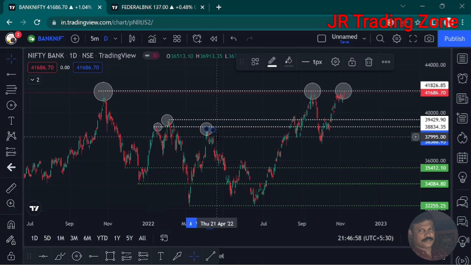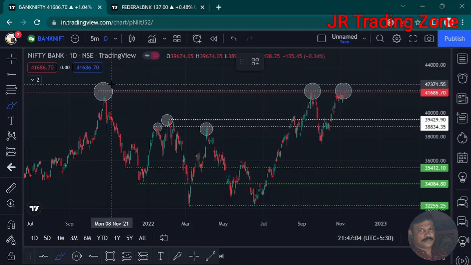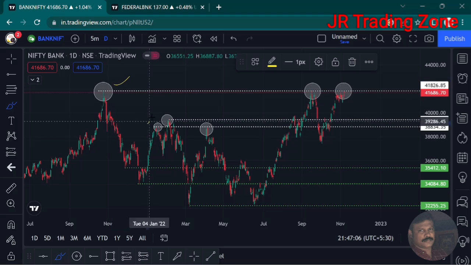Now clear? Actually, we marked 3 resistance. This one, and this one. But the chart, when it moved, it faced resistance here at the same point, here at the same point, here at the same point. Next, let's go to the support levels.